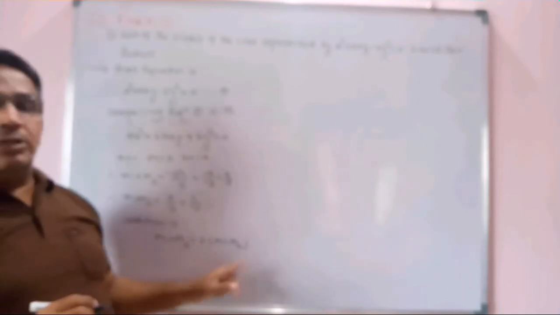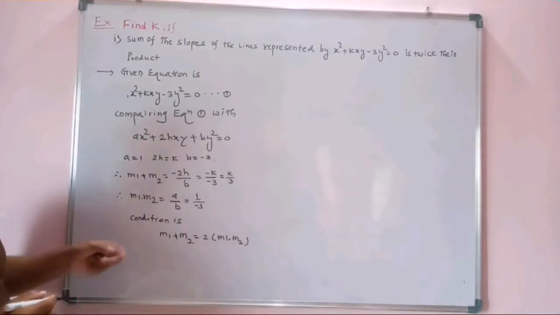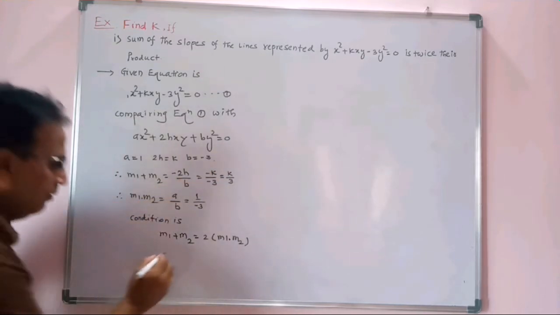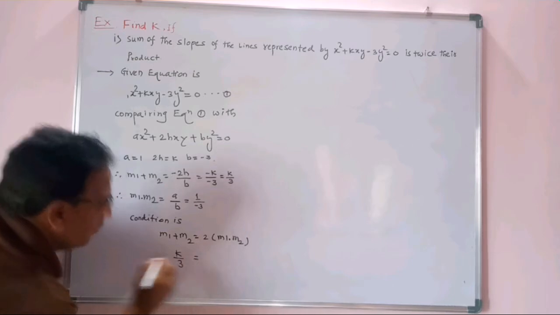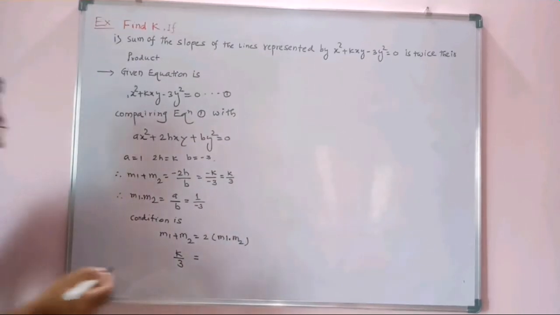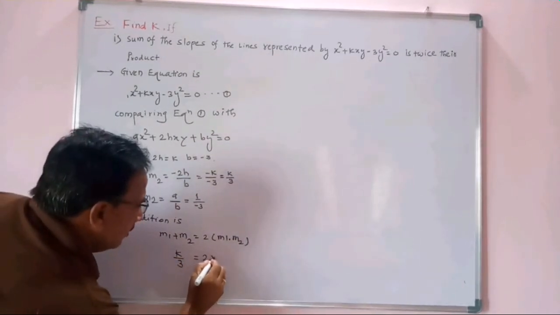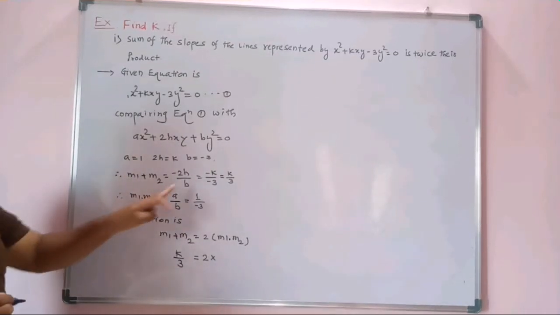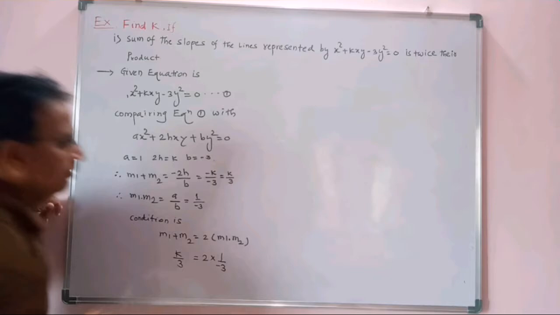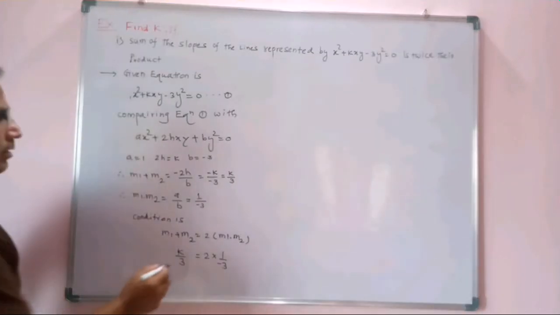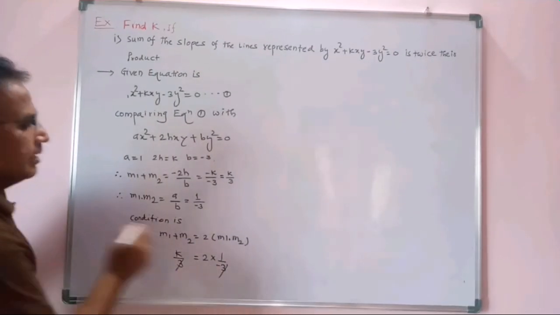Therefore, find the value of k. The sum of the two slopes equals twice their product. Their product is m1 into m2. The value of m1 plus m2 is minus 2h by b, which is k by 3. So m1 plus m2, k by 3, equals 2 into m1 m2. The product of two slopes m1 into m2 equals 1 by minus 3. These 3 and these 3 get cancelled.